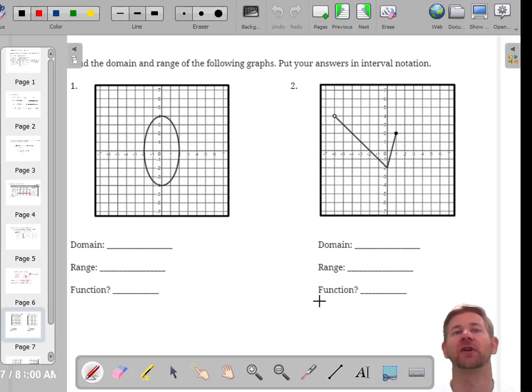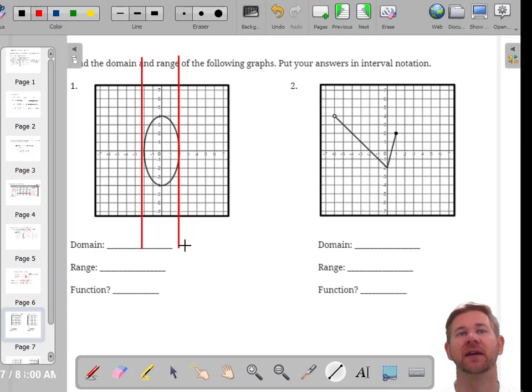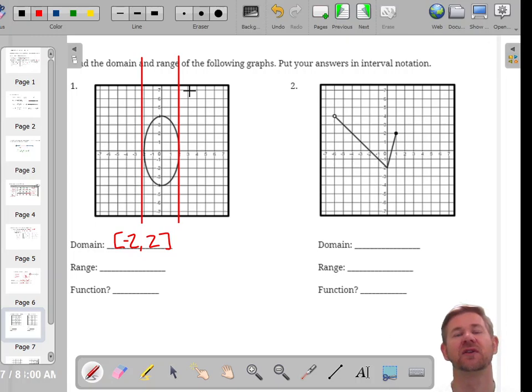So domain, I'm looking at the x values. So I'm looking left to right. And you got to kind of train your brain here. This is from -2 to +2. And since those work, I'm going to say with brackets, negative 2 to positive 2. The smallest x value is negative 2. The biggest x value is positive 2.